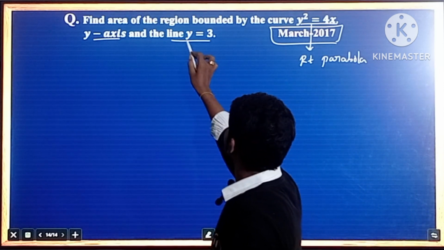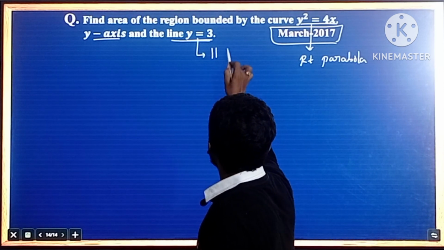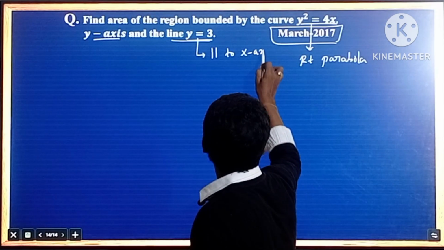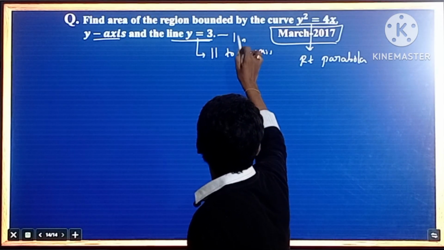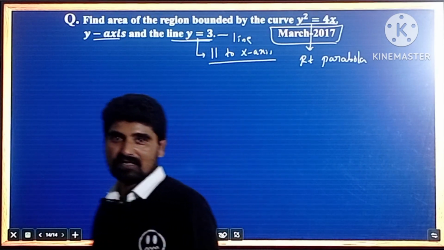And y equal to 3 is a line parallel to x axis. Y equal to 3 is a line, and that line is parallel to x axis.